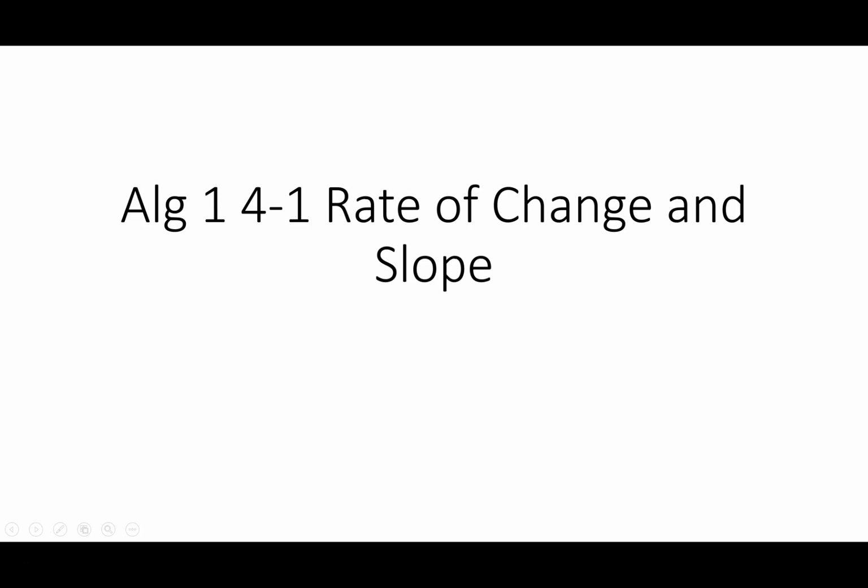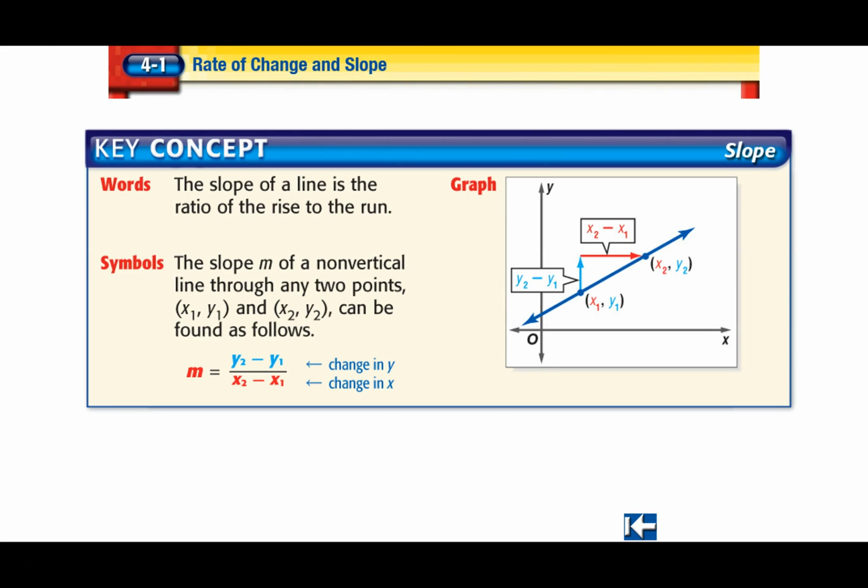All right, rate of change and slope, the beginning of chapter 4. Okay, so if we're going to start with a key concept here, what is slope? The slope of a line is the ratio of its rise to the run.